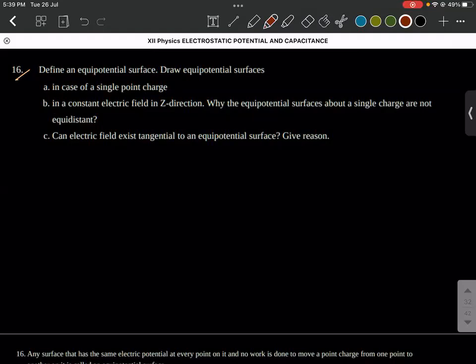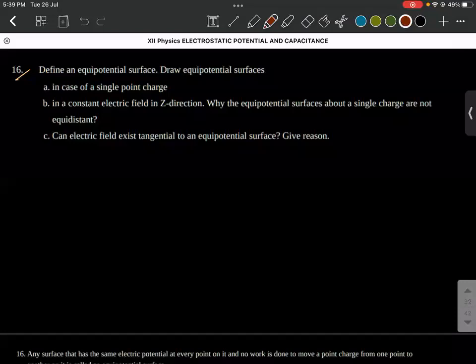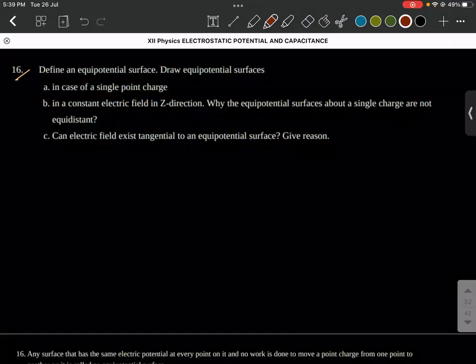So, define an equipotential surface. It's an easy question. Draw an equipotential surface in the case of a single point charge: a set of concentric spheres. In the case of a constant electric field in the z direction, why is the equipotential surface what it is?